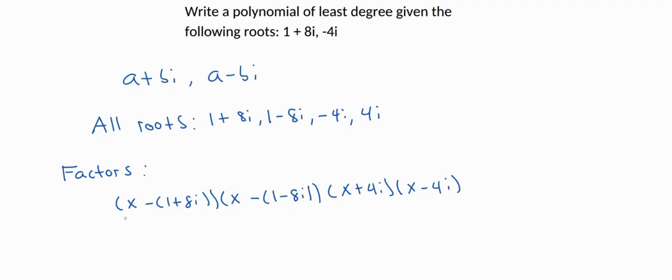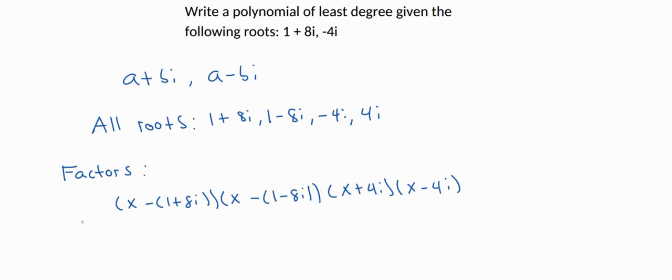the first one here, the x minus 1 plus 8i. And notice that if we plug in 1 plus 8i, then it'll be 1 plus 8i minus 1 plus 8i, which will give us a 0. And then, for example, for this one over here, the x plus 4i, if we plug in a negative 4i for x, then that would become negative 4i plus 4i, which will again give us 0 in this case. So those are just some little examples of why these are the factors.